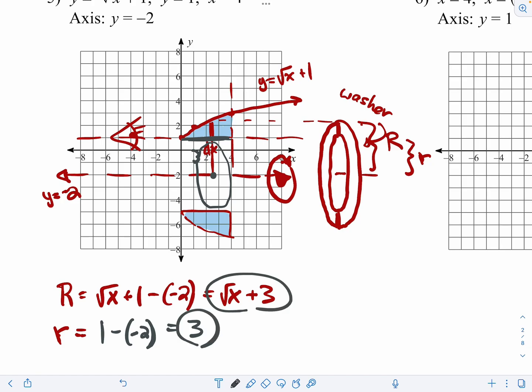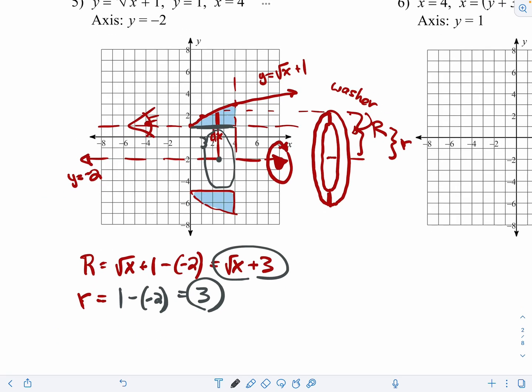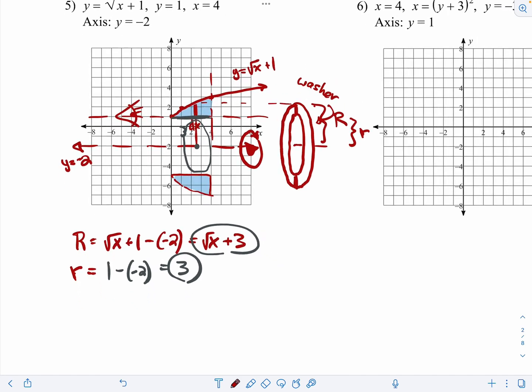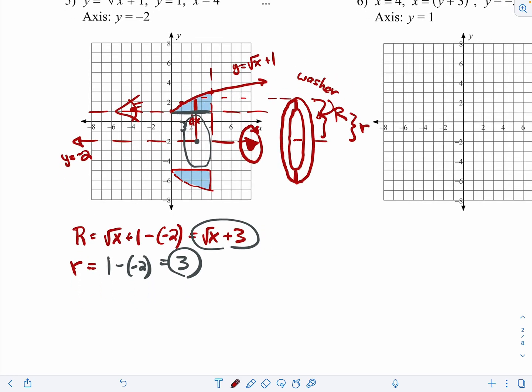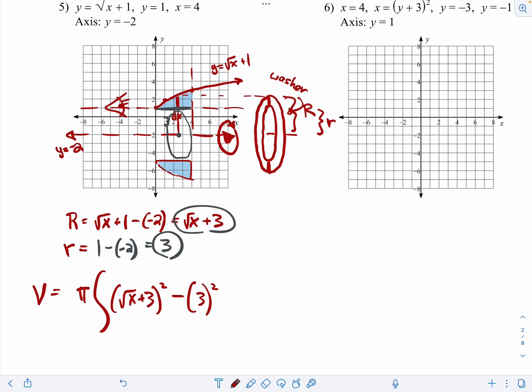So we're going to use those two radii to express the volume. I'm going to go right to the volume. It is pi times the integral, we'll fill in the limits of integration, of big radius squared, so that's square root of x plus 3 squared, minus small radius squared, which is 9.